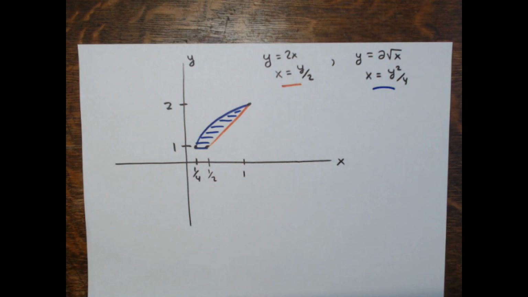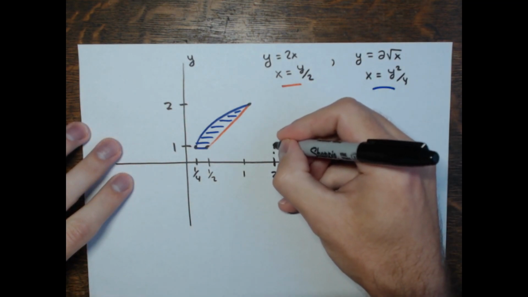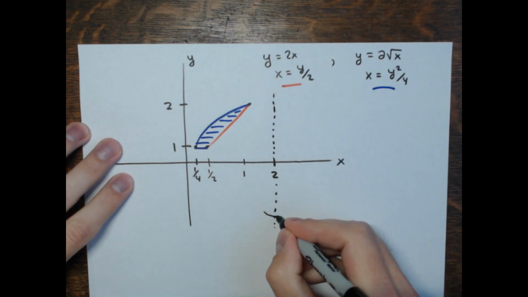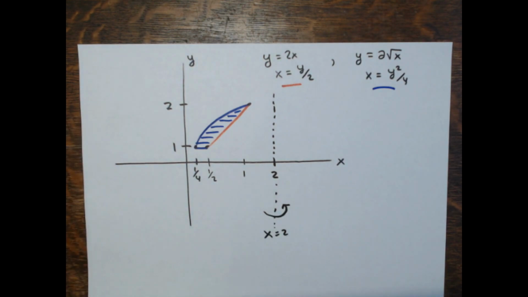And then we're just talking about the area between y equals 1 and y equals 2, so that region there. And this is being rotated around the line x equals 2. So very much like the last example, where the line we're rotating around is to the right of the region. There's x equals 2, this vertical line, we're rotating around that.